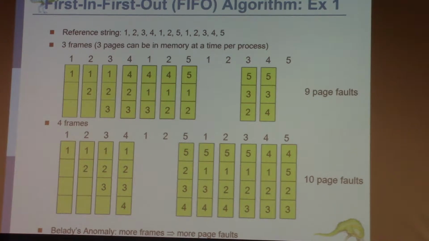Okay, this is our expectation. So when we check the same reference string with 4 page frames, then 1, 2, 3, 4 are page faults, and the 1, 2 there is not, and so on. Then if you count the number of page faults, it will be 10 page faults. So which one is the better performance? 9 page faults or 10 page faults?